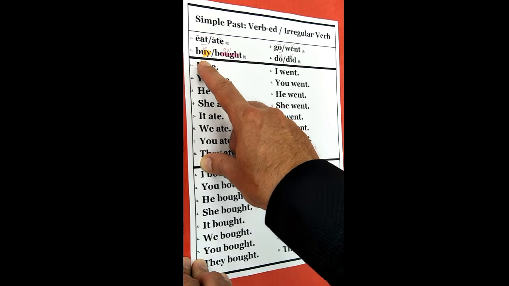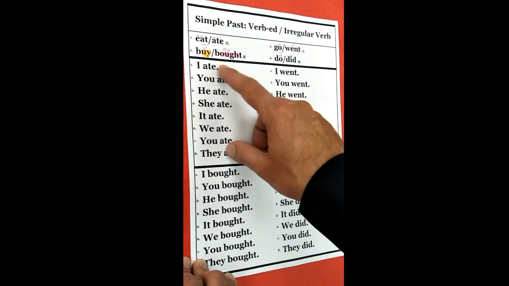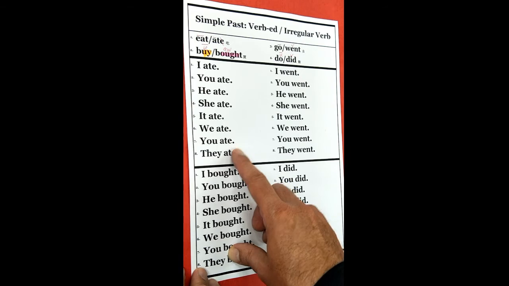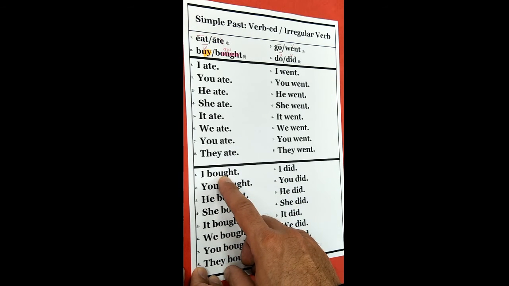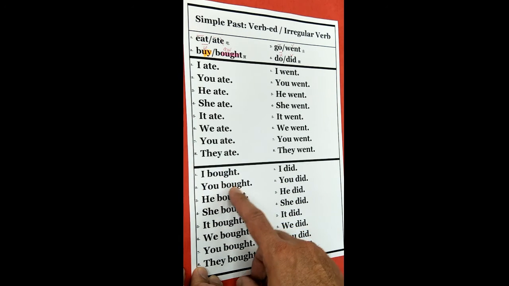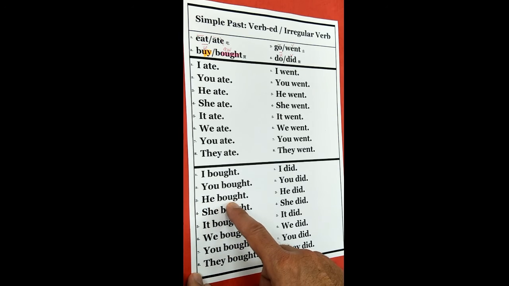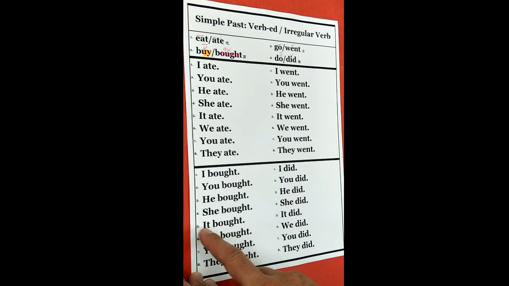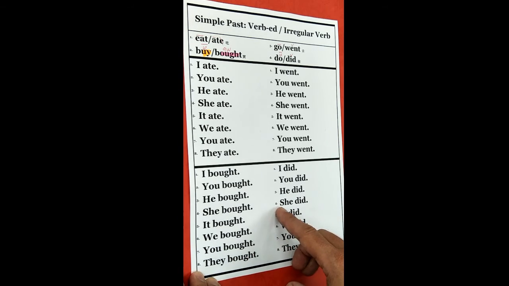Buy, bought. Bought is the past tense. 1, I bought. 2, you bought. 3, he bought. 4, she bought. 5, it bought. 6, we bought. 7, you bought. 8, they bought.